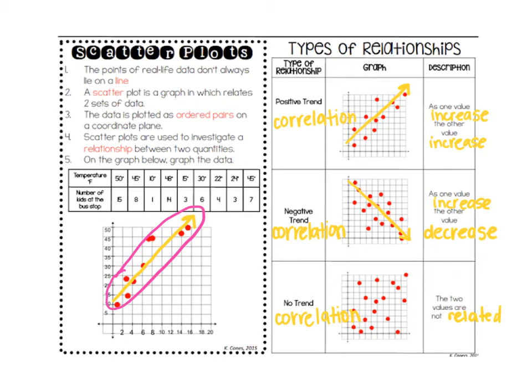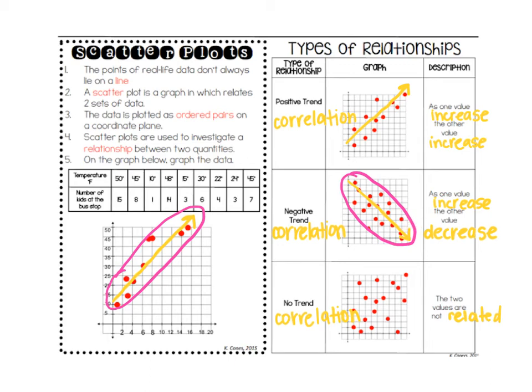Now, if I'm looking at the negative trend, this one is a little bit more spread out. Does that mean that there's not a strong relationship? No. It just means that it's not as strong as, let's say, the temperature and the number of kids at the bus stop. So this one I would consider to be stronger because the points are more compact. And the negative trend over here, I would say is not as strong. I would say it's still strong because it's still pretty much in a good linear pattern, but it is not as compact, so it's not as strong.